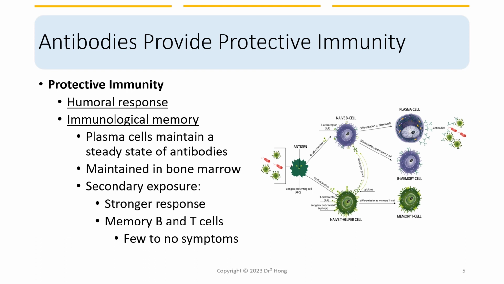After primary infection producing effector B and T cells, memory B and T cells will form, and the purpose of this is to make sure future invasions by the same pathogen will be met with an aggressive immune response, so the patient will have less to no symptoms.